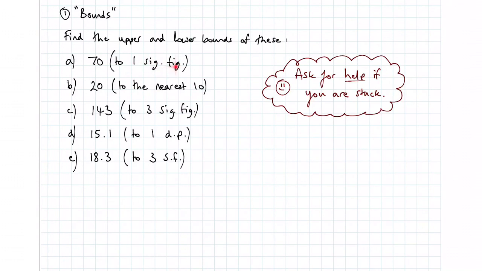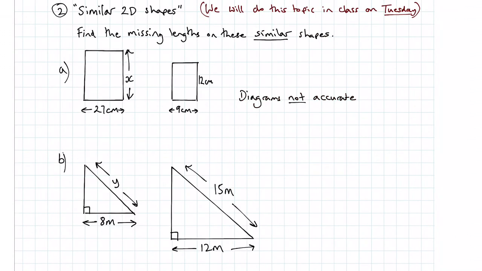So here's one sig fig. The first column is called the tens, so it's to the nearest 10, so you need to go 5 either way. So that should give you the upper and lower bound of that number. The rest of them work in exactly the same way, and as I've said here, remember to ask me if you can't do it. On to the next question, question 2.